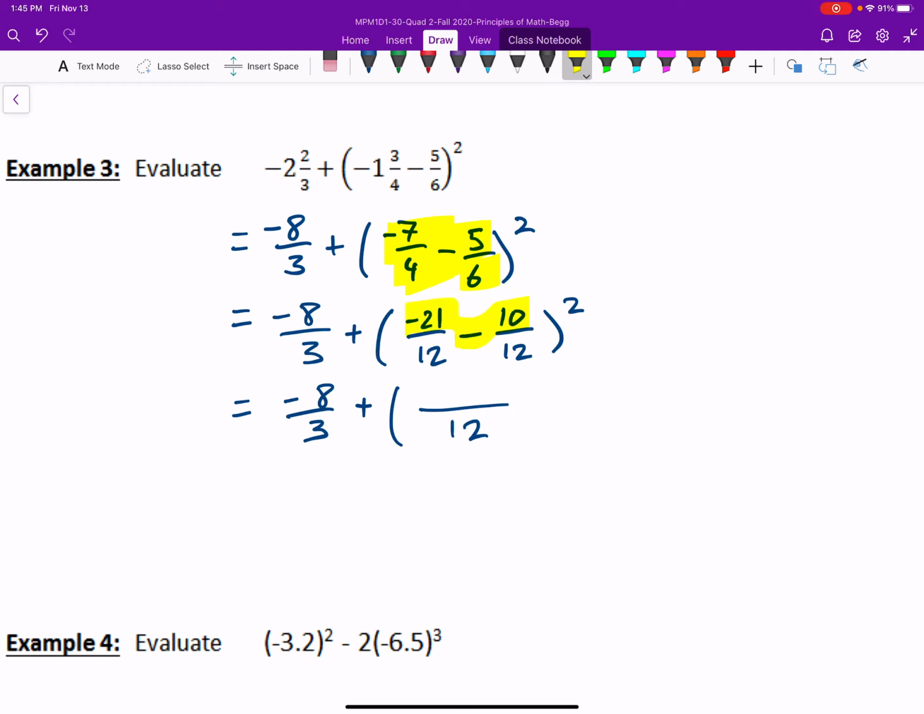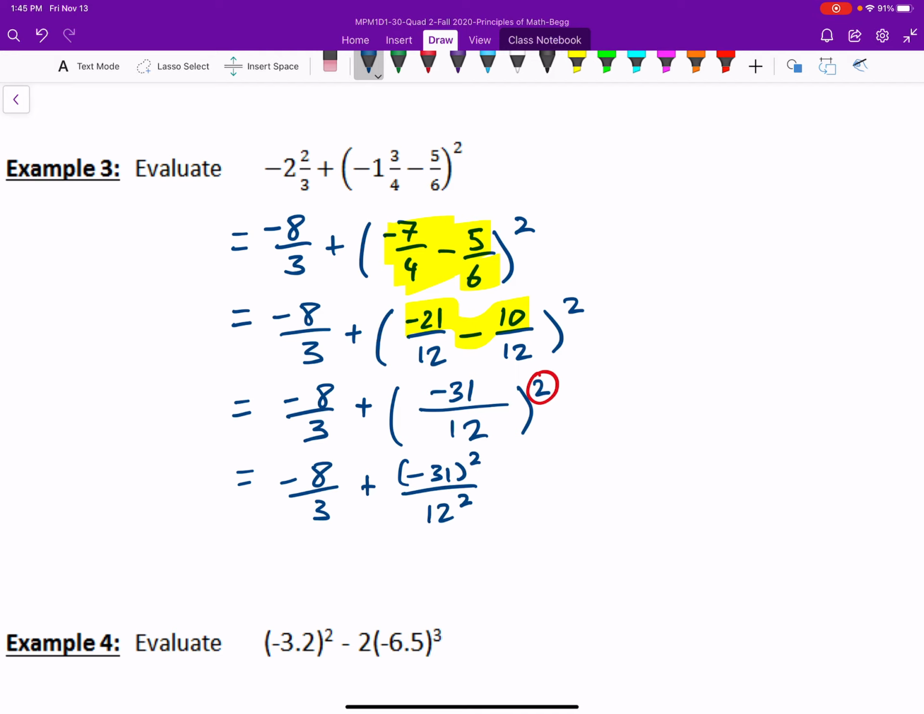So again, the signs are the same. Add them together, I get 31 with a minus sign, and then it's squared. But here's where I've done what I can inside the brackets. You might be tempted to simplify these signs, but that would actually be a mistake, because order of operations says that I have to deal with the exponent first. So that's going to be the same as, again, negative 8/3, not doing anything with that, but that's going to be the same as negative 31 squared over 12 squared.